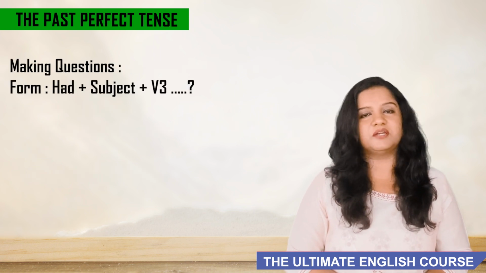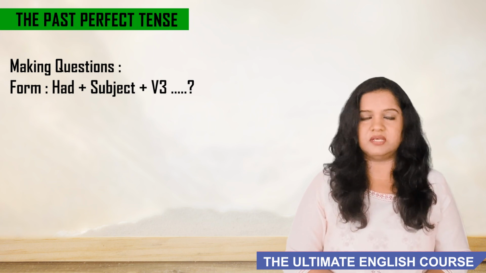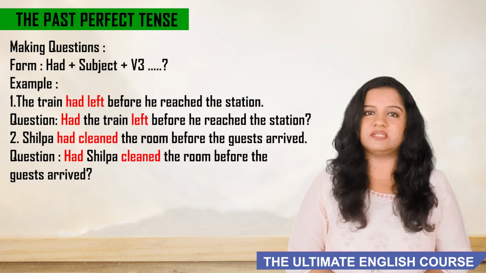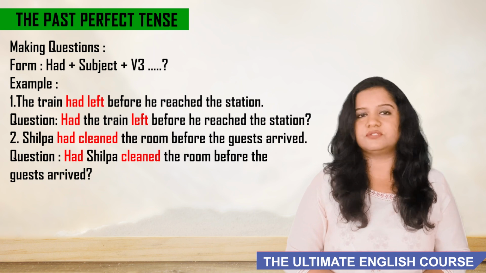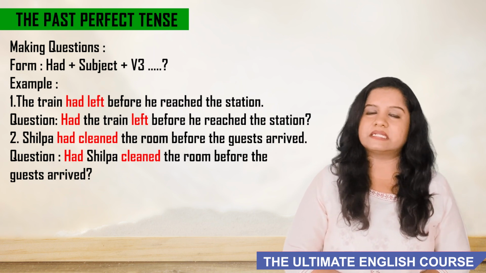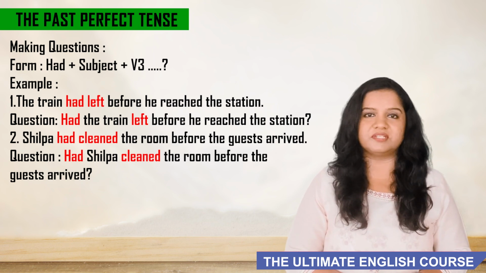Now let's look at how to make questions. To make questions, you just have to move had and place it before the subject. So the form is had plus subject plus verb 3. Let's look at the example here. The train had left before he reached the station. And to make it a question, you just move had and place it before the train. Next one, Shilpa had cleaned the room before the guests arrived. So the question is, had Shilpa cleaned the room before the guests arrived?